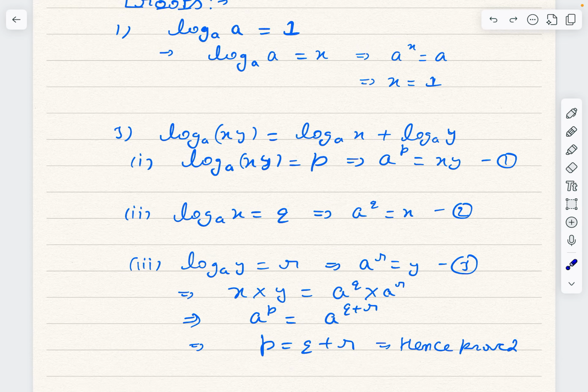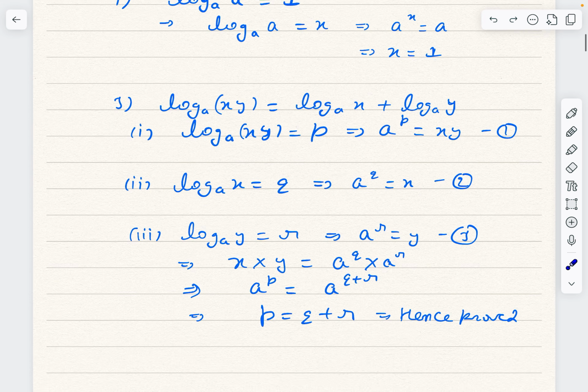In third one, we have to prove that log base a xy is equal to log base a x plus log base a y. So what we'll do is we break this proof into small parts. So first is log base a of xy, we take as p, and when I take anti-log, you get a power p is equal to xy. This anti-log we are doing. Log base a x equal to q, we assume. So when we take anti-log, we get a power q equal to x. Then take log base a of y is equal to r. When we take anti-log, we get a power r equal to y.